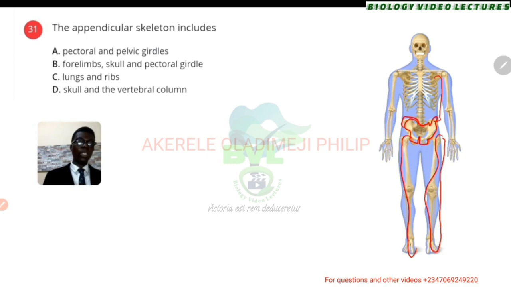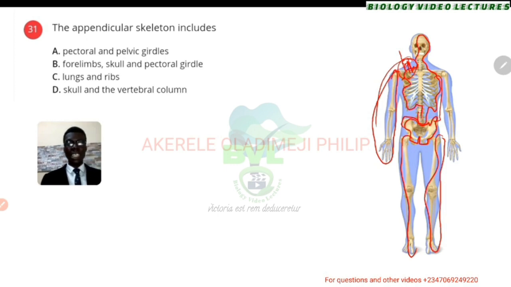That's appendicular skeleton. Also, the upper limb, which is made up of the humerus, radius, and ulna, all the phalanges and all of that, plus the clavicle and the scapula, which is called pectoral girdle, all of that forms the appendicular skeleton. But other ones, such as the backbone, the ribs, and the skull, all of that forms the axial skeleton.